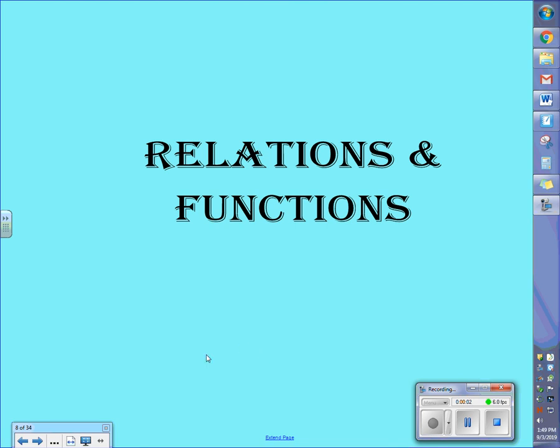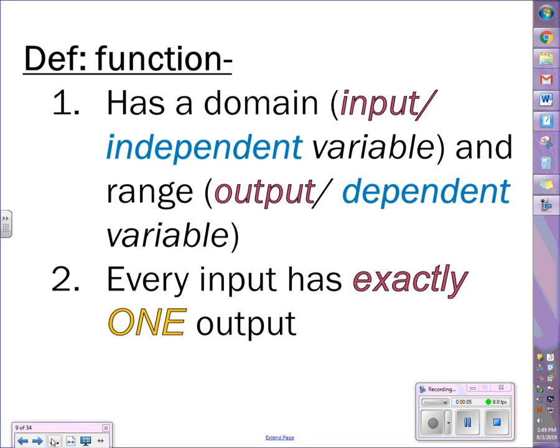Relations and functions. A function has a domain, which is also known as your input or independent variable, and a range, which is your output or dependent variable. Also, a function has to have exactly one output for every input. If these two criteria are not met, it is not a function. So again, it has to have a domain and a range, and every input has one output and only one.